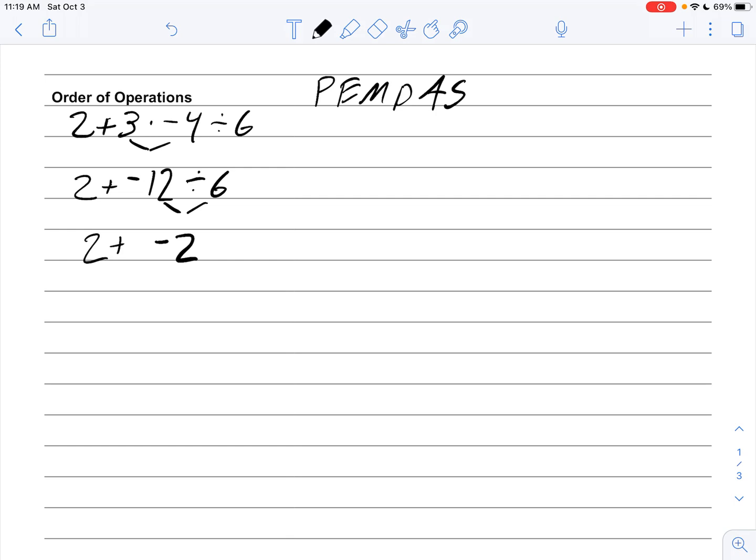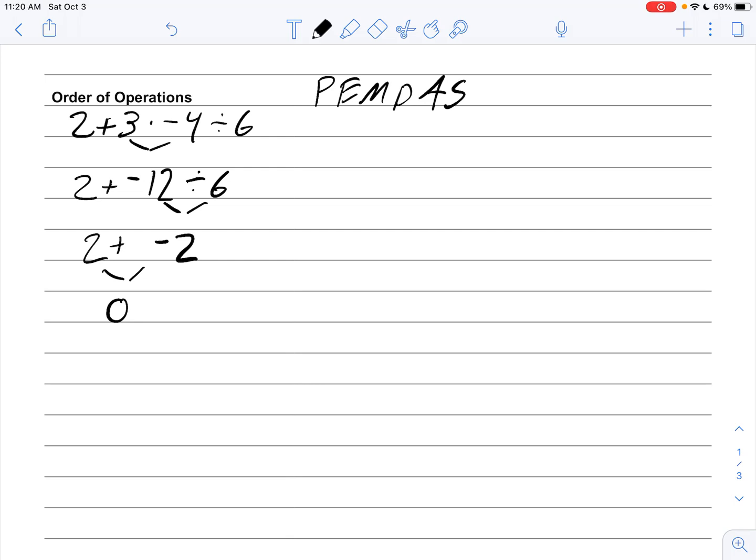That leaves me with 2 plus negative 2. This is a positive and a negative. If I think about my chip board, my 2 positives and my 2 negatives actually cancel each other out. My answer to this problem is 0.